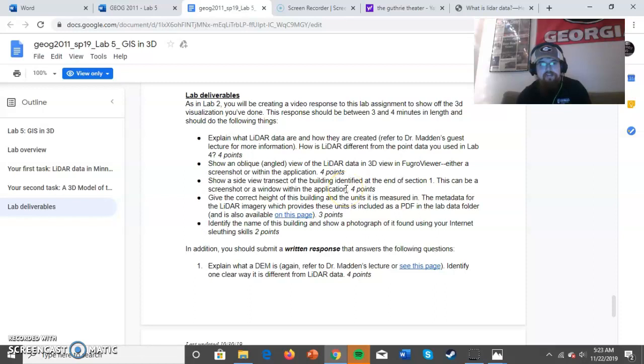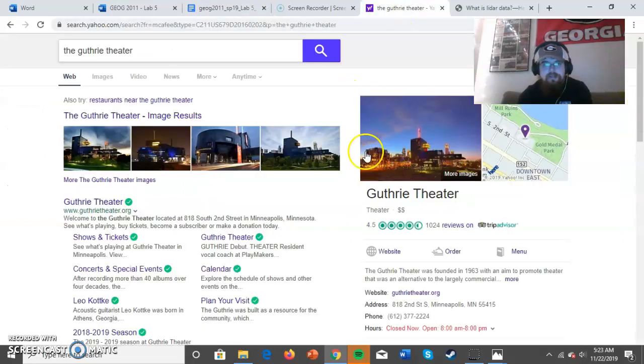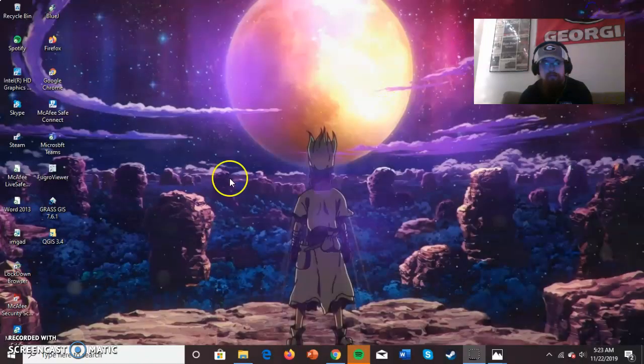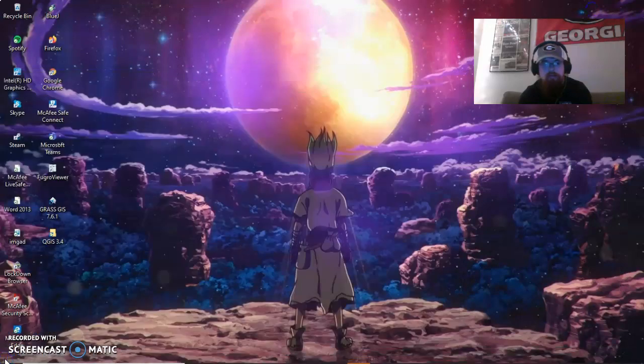And number 5 is identify the name of this building and show a photograph of it found using your internet sleuthing skills. After looking on the internet for a little bit and trying to trace it using Google Maps, I found that this building is the Guthrie Theater Building in Minneapolis. If you look at it side by side, you can see that it's the same building that you found in FugroViewer, with the help of FugroViewer technology.